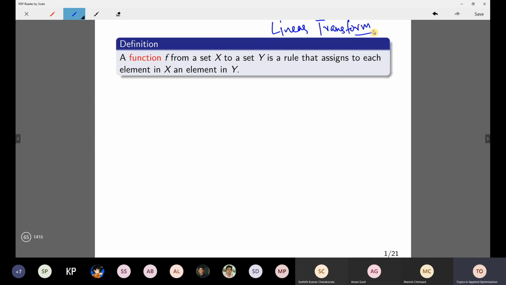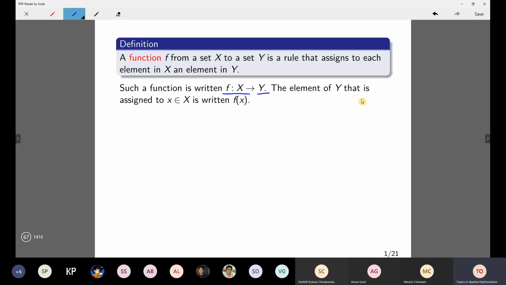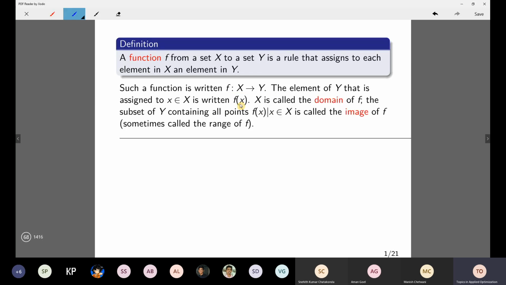Linear transformation is nothing but just a function. So let us quickly see the function definition. A function f from a set X to a set Y is a rule that assigns to each element in X an element in Y. This is just the definition of a function, and it is denoted by f from X to Y. The element of Y that is assigned to x is written as f of x. X is called the domain here, and this is called the image, I mean, not image, but the range of f.